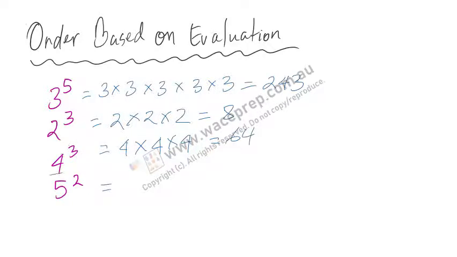And finally we have 5 squared, which means the base 5 must be repeated 2 times. So 5 times 5, which is 25.